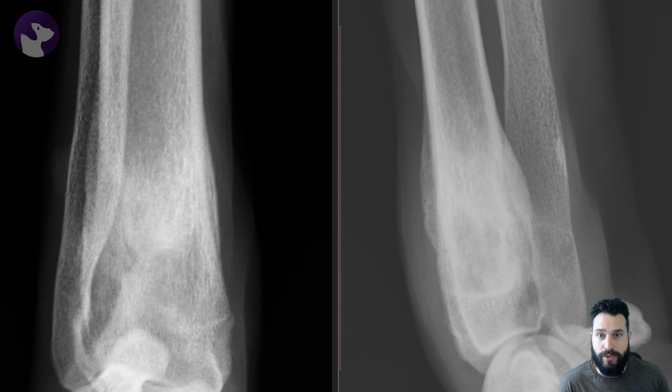So I hope this has been helpful in identifying some of the more subtle aggressive osseous lesions. This is an aggressive osseous lesion of the distal radius in a dog.